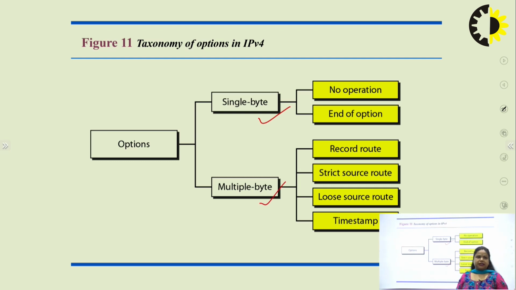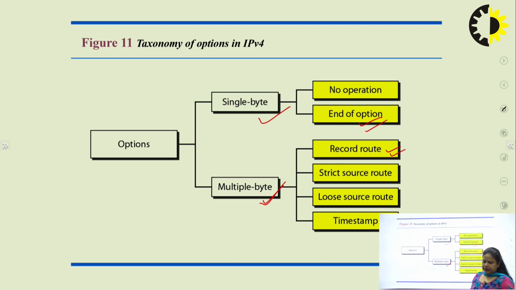If we are talking about single byte, it is divided into two categories, no operation and end of operation. First, the no operation option is a 1 byte option which is used as a filler between the different types of options. We use it as a filler, nothing else. Then the next is end of option. It is 1 byte long, and this option is used for padding at the end of the options, and generally it can be used as the last option.